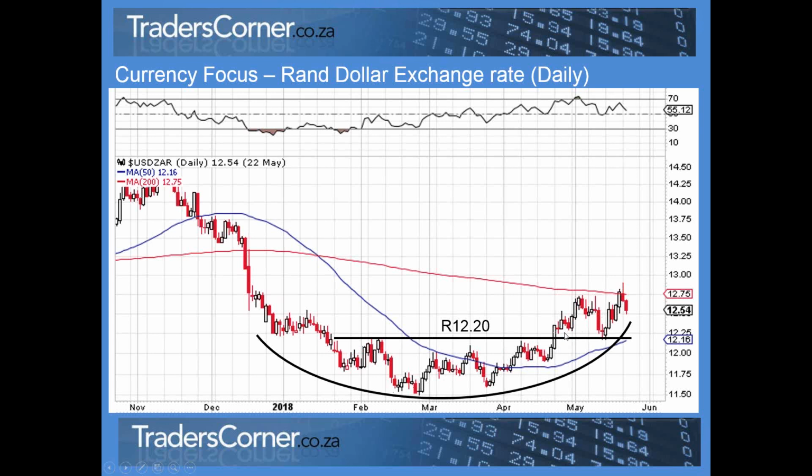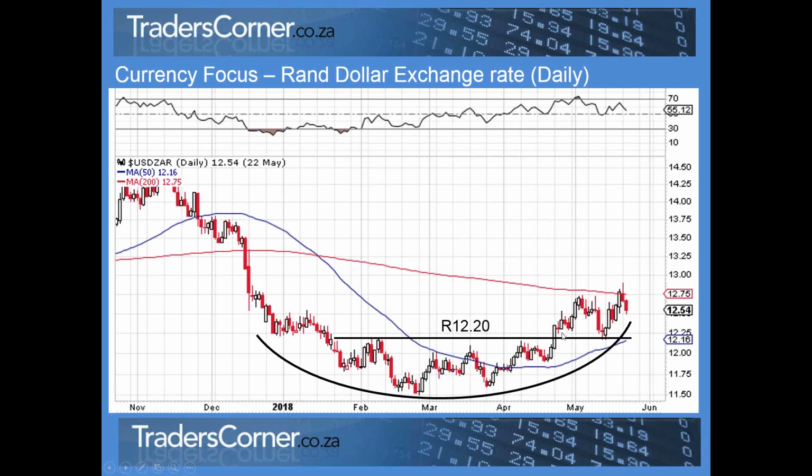The break above 12.20 on this currency pair was quite significant. And I think at last month's webinar, I said, watch 12.20. If that was to break, that would then open potential for further weakness in the rand. And we got that. It moved out from 12.20 quite quickly. It went to about 12.75, that sort of area. And now it's had a pullback to retest 12.20 again, and it's rallied up off that level.